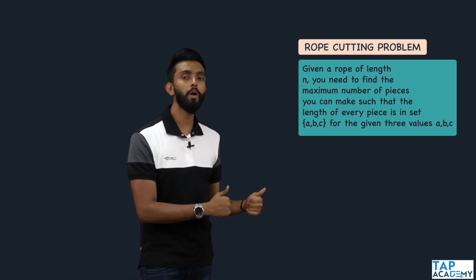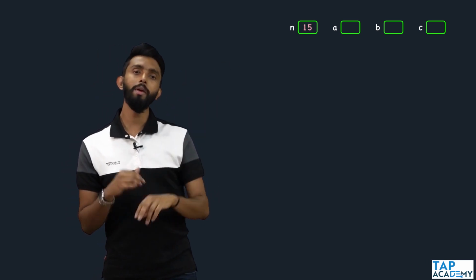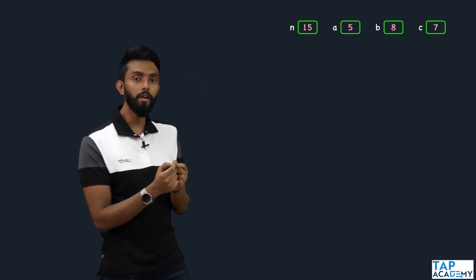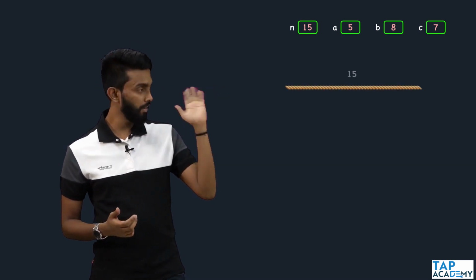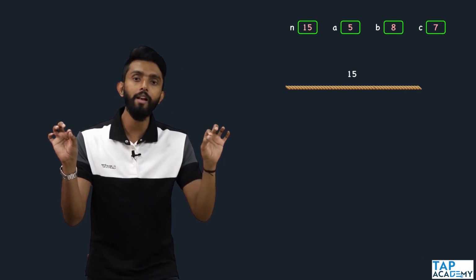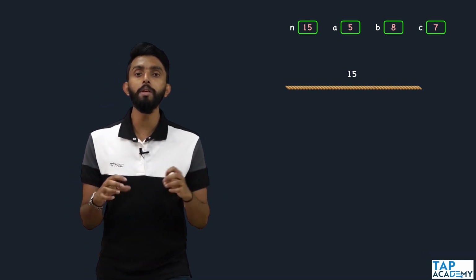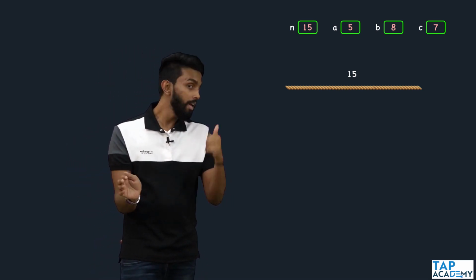Now maybe you understood the problem, maybe you didn't. Let's try and understand what it actually means. It's very simple, guys. These are the given values to you: n, a, b and c. N is 15, let us assume a is 5, b is 8, c is 7. N reflects the length of the given rope. So we have a rope of length 15 like this. Now what they are saying is you have to make this 15 length rope into smaller pieces, and what is the maximum number of smaller pieces you can make is what they are asking.